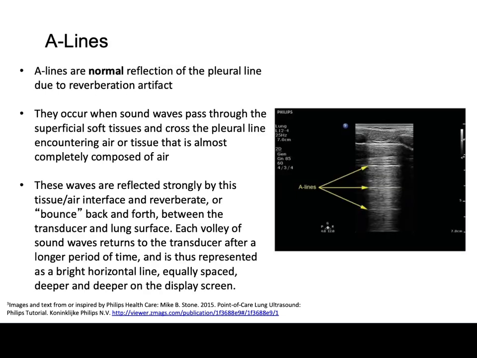What is seen instead with normal lung parenchyma is really an artifact called A-lines. A-lines are normal reflection of the pleural line due to reverberation artifact. They occur when sound waves pass through the superficial soft tissues and cross the pleural line, encountering air or tissue that is almost completely composed of air. These waves are reflected strongly by this tissue-air interface and reverberate or bounce back and forth between the transducer and the lung surface. Each volley of sound waves returns to the transducer after a longer period of time and is thus represented as a bright horizontal line equally spaced deeper and deeper on the display screen.